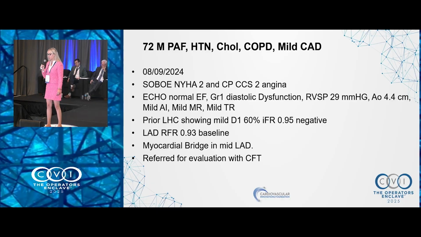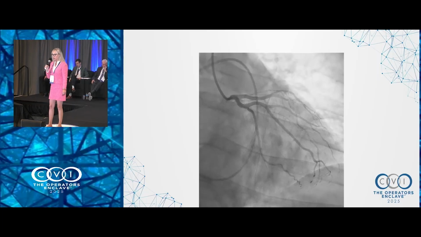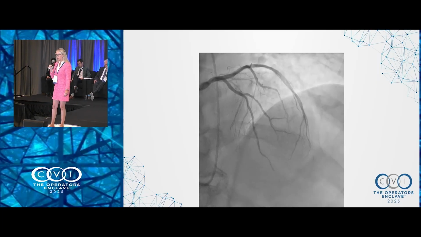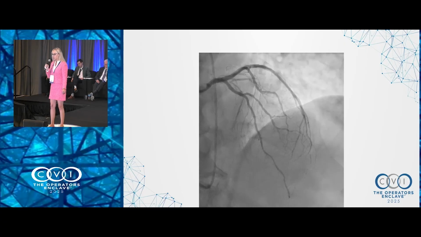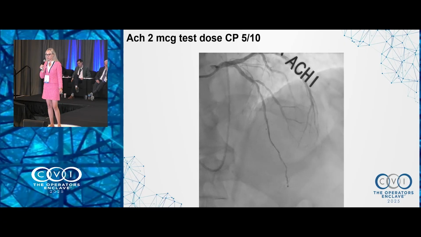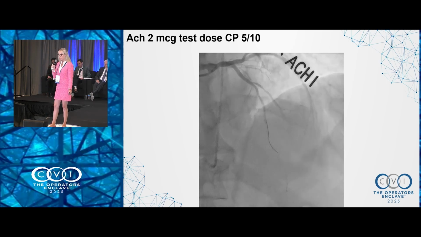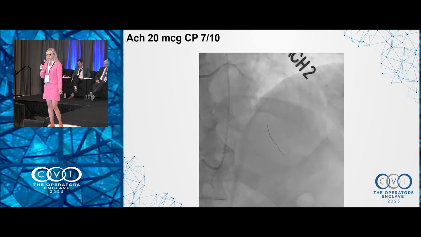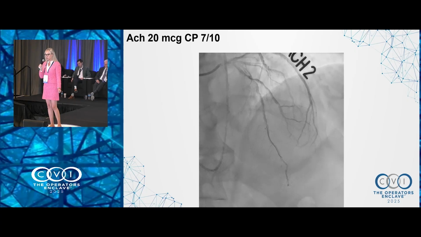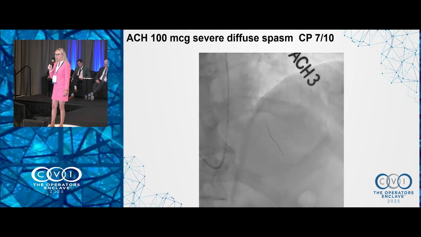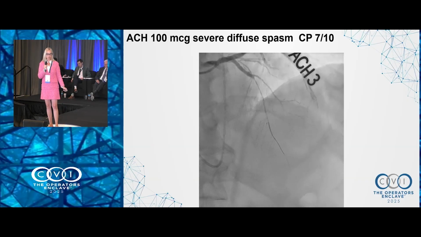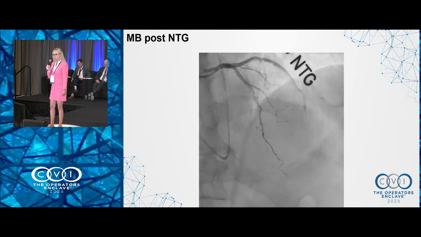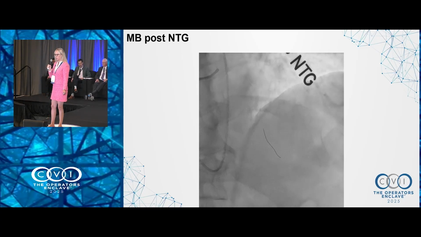Another example of an elderly patient who came in with angina, some non-obstructive coronary artery disease. We brought them to the lab for coronary function testing, and you could see some diffuse atherosclerosis and a mild bridge at the proximal segment. Diagonal RFR was negative. We then started with acetylcholine at test dose, 2 micrograms, some chest pain with that. At 20 micrograms, you could see the bridge pronounced, not much of spasm, and then when we gave 100 micrograms, this is what we found. Severe coronary vasospasm, which concluded the diagnosis of Prinzmetal's, which was successfully abolished with nitroglycerin.